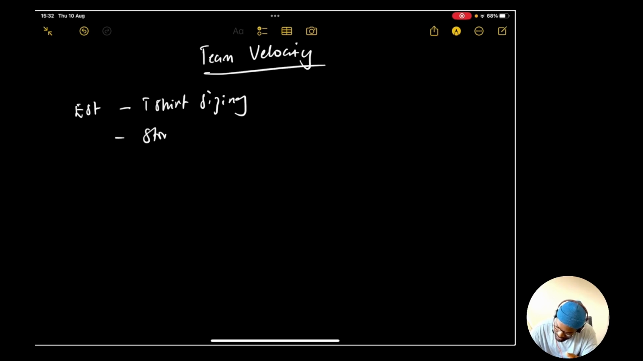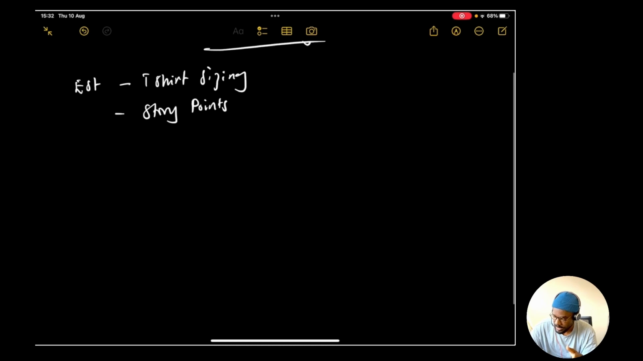Another one that we do have is story points. Today, my focus is going to be on story points, right? This is what my focus is going to be on. When it comes to story points, we use the Fibonacci sequence, and the Fibonacci sequence is basically just these numbers.